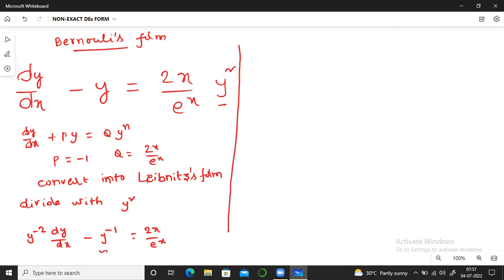Now, this y to the power minus 1 you have to treat as z. In that case, if you differentiate both sides, minus 1 y to the power minus 2 into dy over dx is equal to dz over dx. So y to the power minus 2 into dy by dx is equal to minus dz by dx. It means this term I can replace with minus dz over dx.